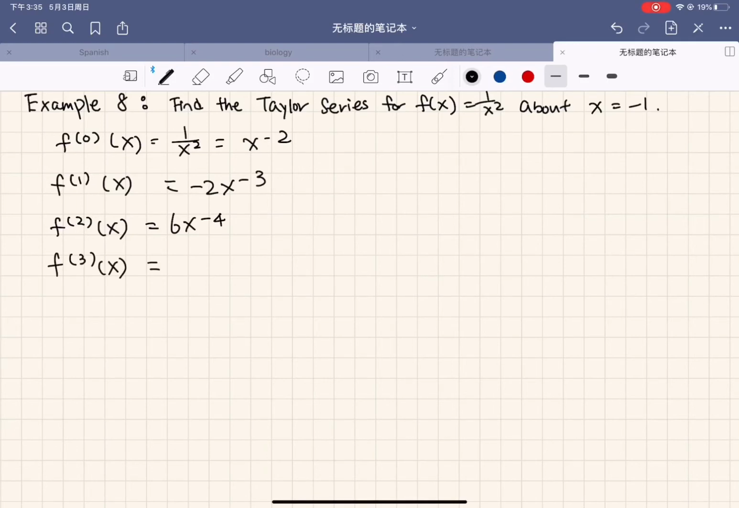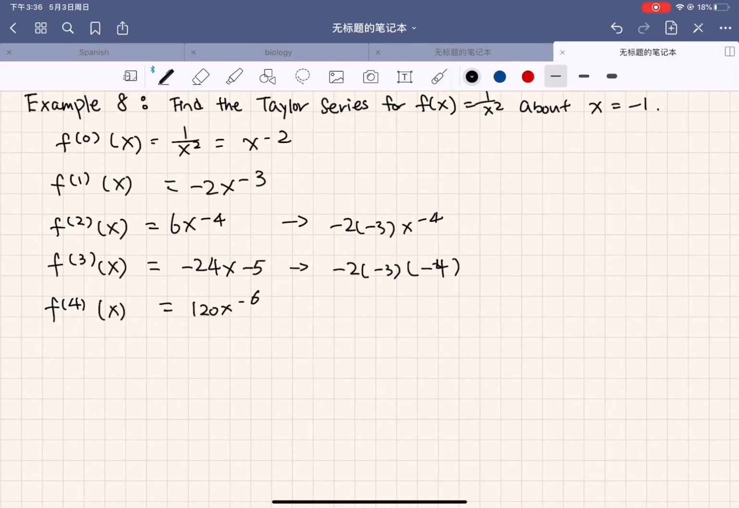And all the way down, the next one is the derivative of the previous one, which is -24x to the negative power of 5. And then the fourth one is the derivative of the previous one as well, which is 120x to the power of -6. So now we can write it as -2 times -3 x to the power of -4. And by writing these down, we will find a pattern as the derivative evaluation goes on.